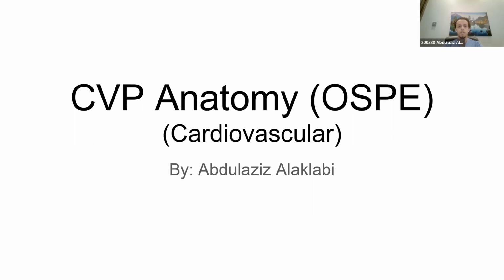Today we'll be covering CVP anatomy in relation to the OSPE, specifically in the cardiovascular manner. The pulmonary will be covered by someone else, inshallah. Before we get into this session, I want to explain how we're going to cover this. Essentially, this is covering all of cardiovascular anatomy, and I'm going to emphasize certain points that I believe are mainly related to the OSPE.